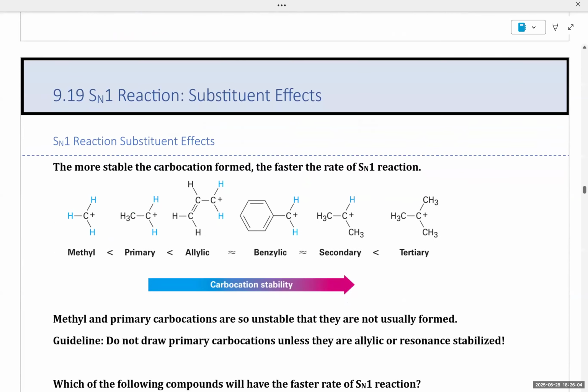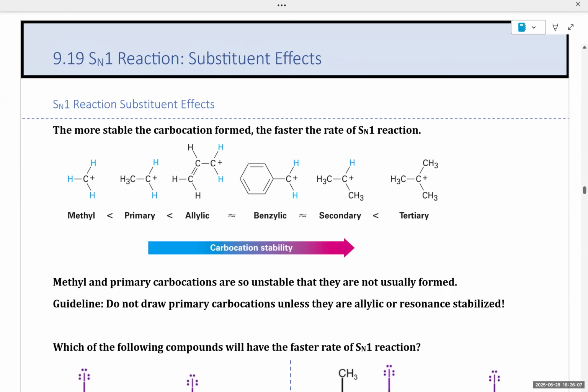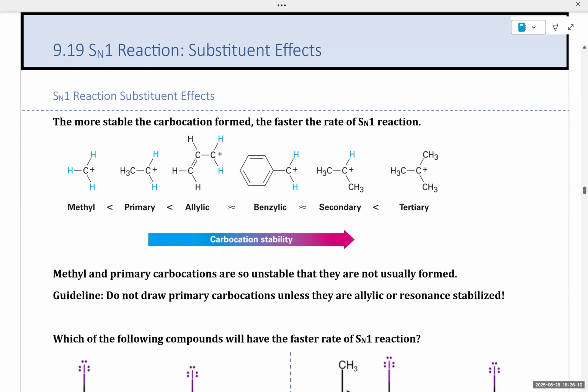So how is the SN1 reaction sensitive to substituents? Because the rate-limiting step in the SN1 reaction is carbocation formation, the more stable the carbocation formed, the faster the rate of SN1 reaction. This explains why tertiary substrates have particularly fast rates of SN1 reaction, while primary substrates have functionally very, very slow rates of SN1 reaction to the point where you will not see SN1 on primary substrates.